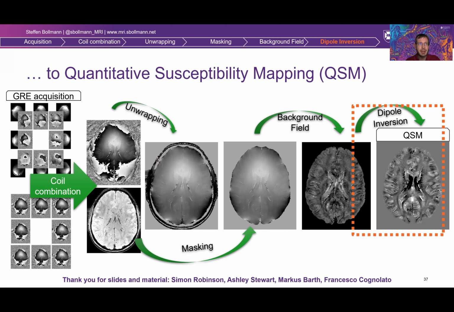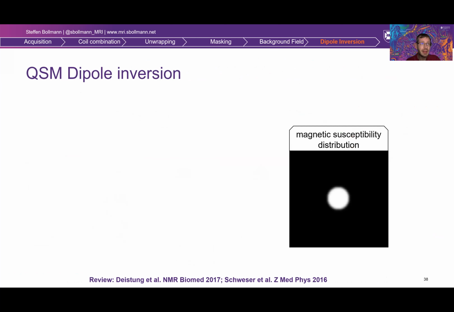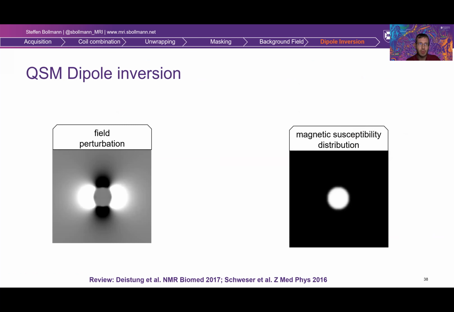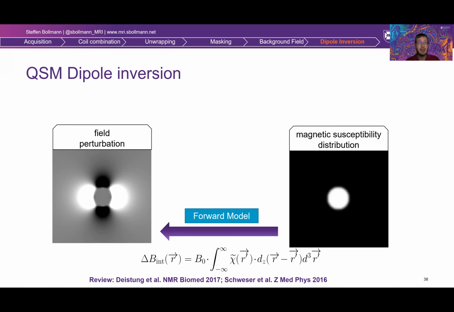On to the last step in our pipeline, the dipole inversion. Let's assume we have a susceptibility source in a static magnetic field. This susceptibility source will disturb the magnetic field in its neighborhood, and it will create this dipolar field perturbation that we see on the left. This field perturbation can be described by this forward model. The goal of QSM is to infer the underlying susceptibility source based on measuring the field perturbation.